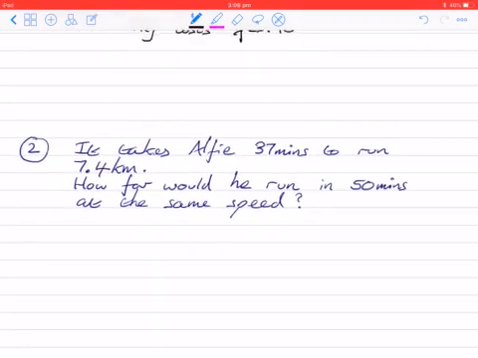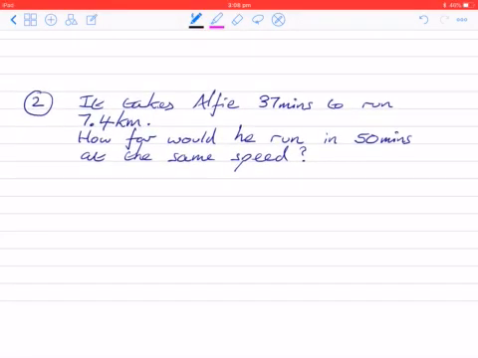All right, next one. Okay, this one, it takes Alfie 37 minutes to run 7.4 kilometers. So the two things we've got here are time and distance.